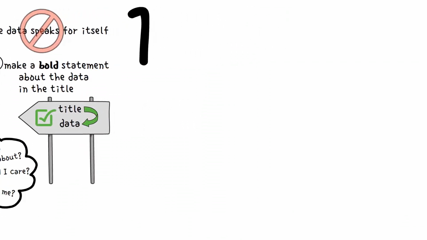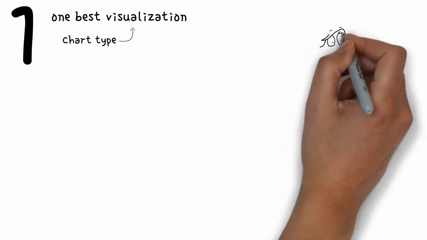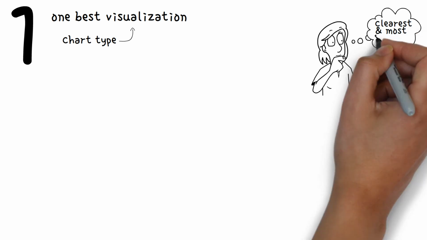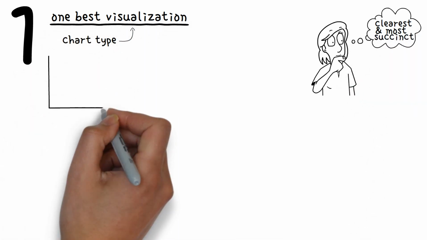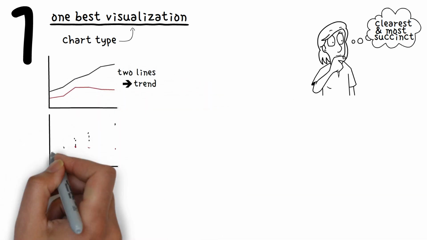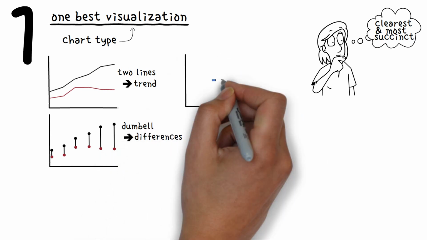Finally, the 1 of the 3-2-1 principle. There's likely one best visualization or chart type that will tell your data story in a way that's clearest and most succinct. The tricky part is finding the one that's the best fit. For example, 2 lines on a chart make it easy to see their trend, but a dumbbell chart makes it easy to see the differences between the lines.